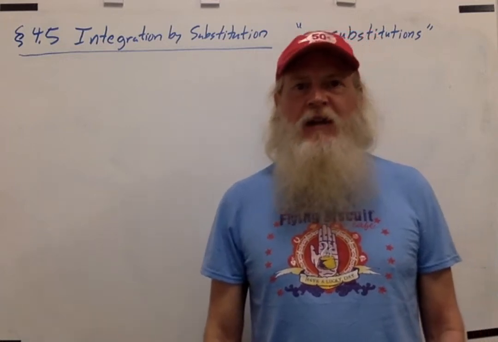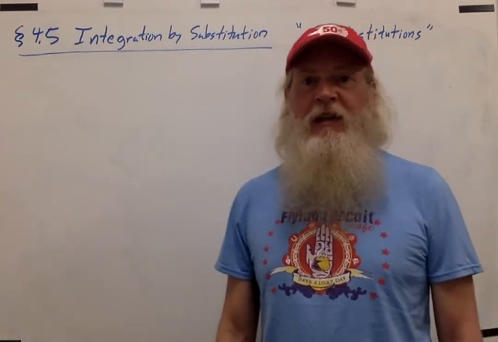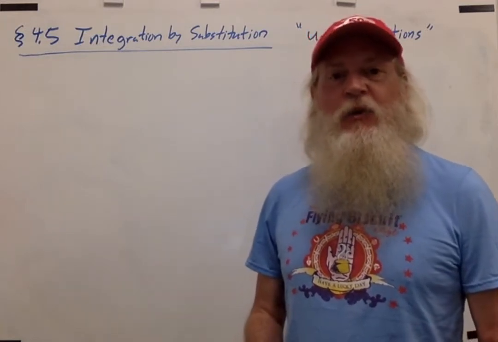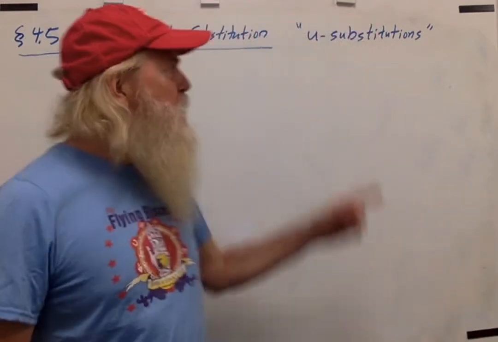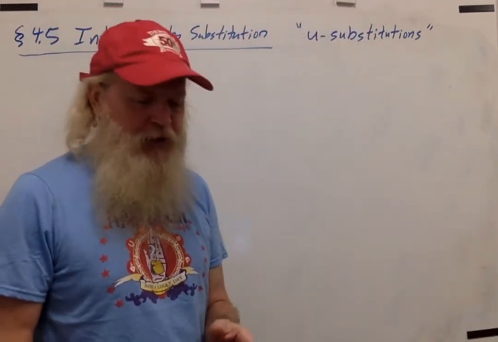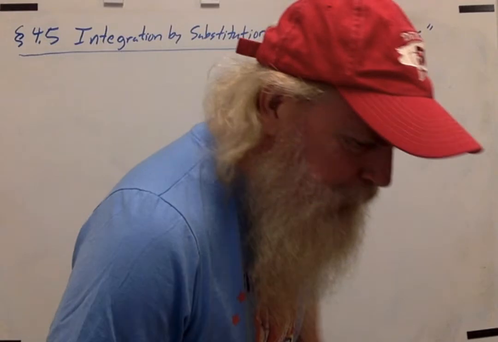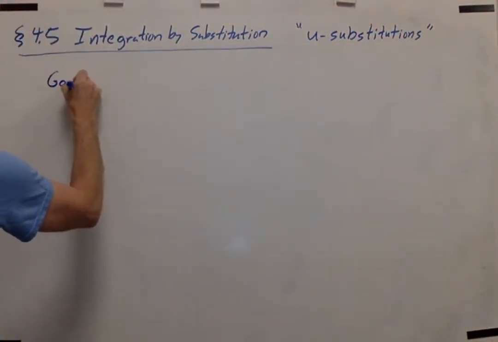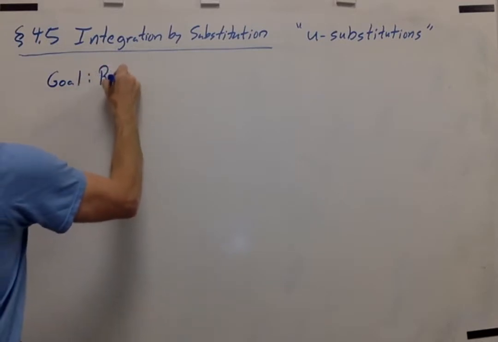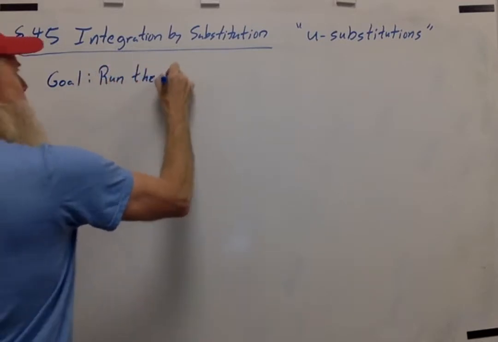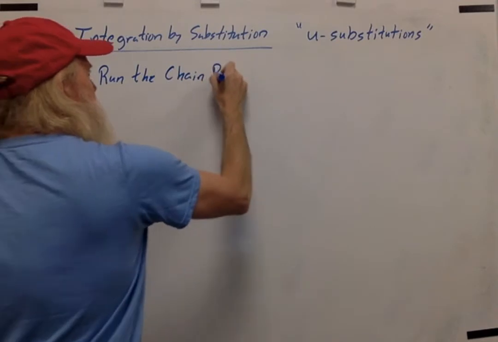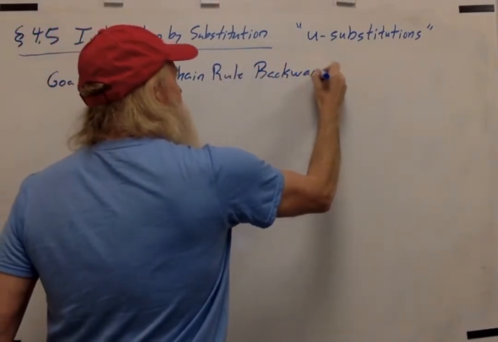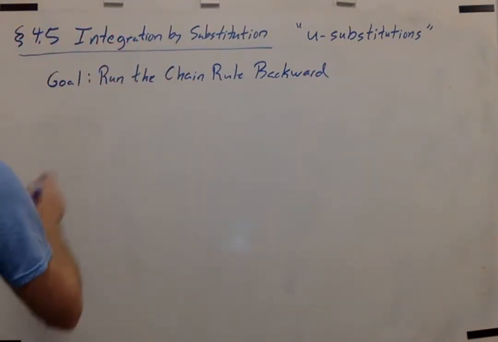Section 4.5 covers one of the most important techniques used to find antiderivatives, and this is called integration by substitution. It's also commonly known as doing U substitutions, and you'll see why in a moment. The goal is to run the chain rule backwards. Here's what I mean by that.